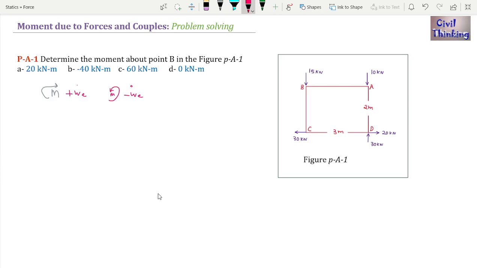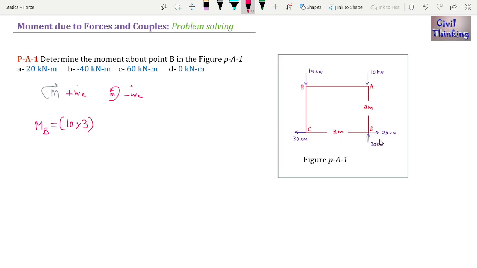Now let's find. Moment at B is due to the 10 kilonewton at A. It is going to impose a clockwise moment at B, so it is going to be positive. So it is 10 multiplied by the perpendicular or normal distance between the 10 kilonewton force and the point B. It is 3 meters. So it is 10 kilonewton multiplied by 3 meters.